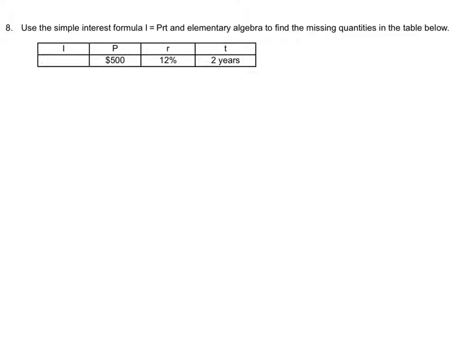Simple interest. Use the simple interest formula I equals PRT and elementary algebra to find the missing quantities in the table below. Here I have a table that has P, R, and T, and I want to find the value for I. I'm going to use the simple interest formula I equals PRT to solve for I.